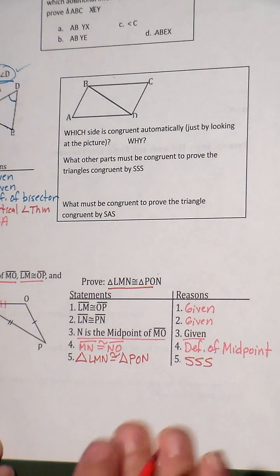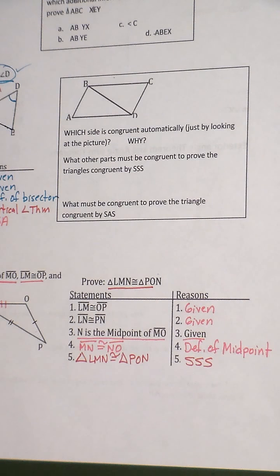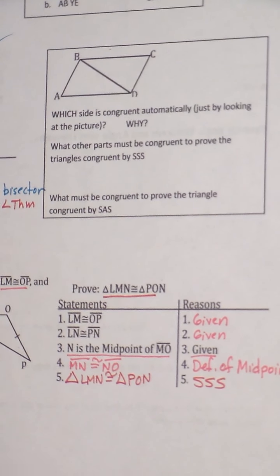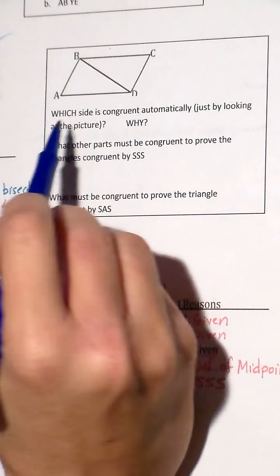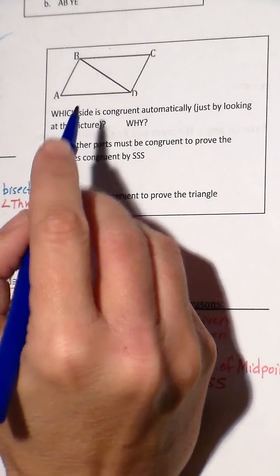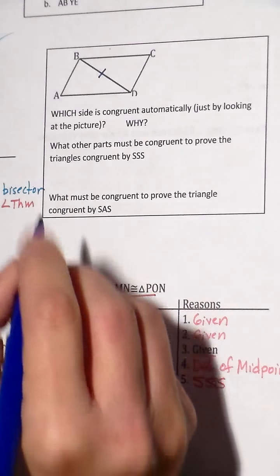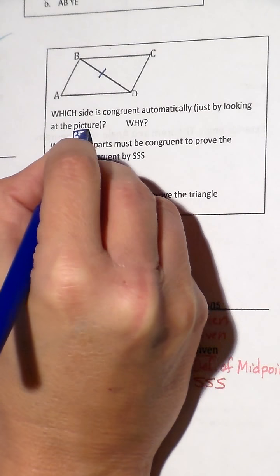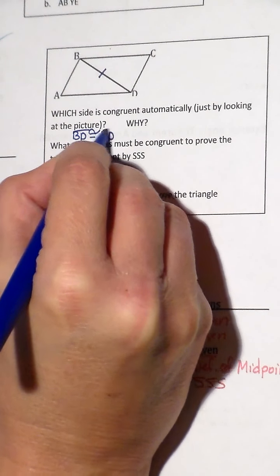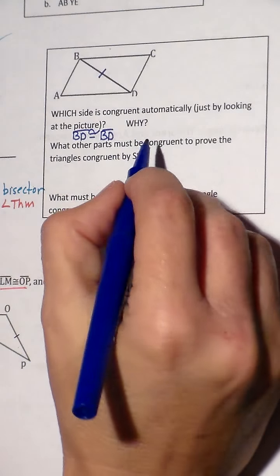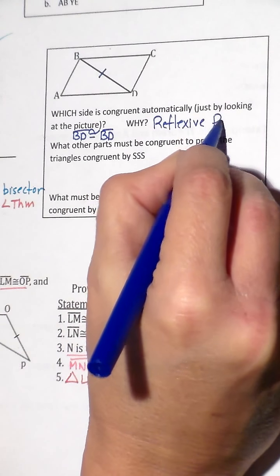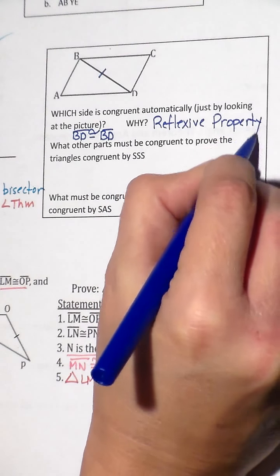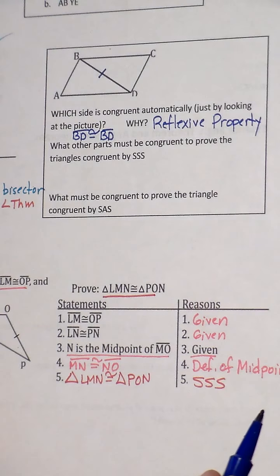Okay? Now the last thing I want you to look at here is this box right here. Which side is congruent automatically just by looking at this picture? And that would be BD. BD will be congruent to BD. Can you tell me why? What property is that? Reflexive property. That's the reflexive property, okay?